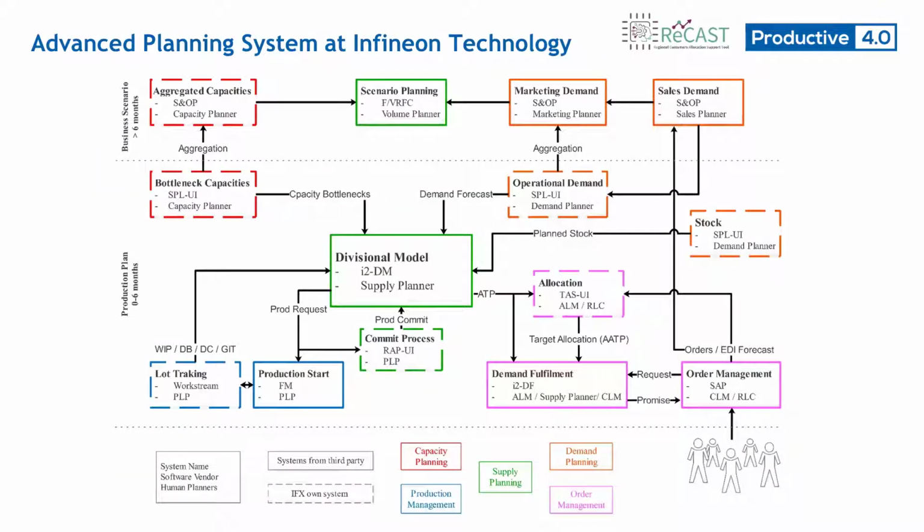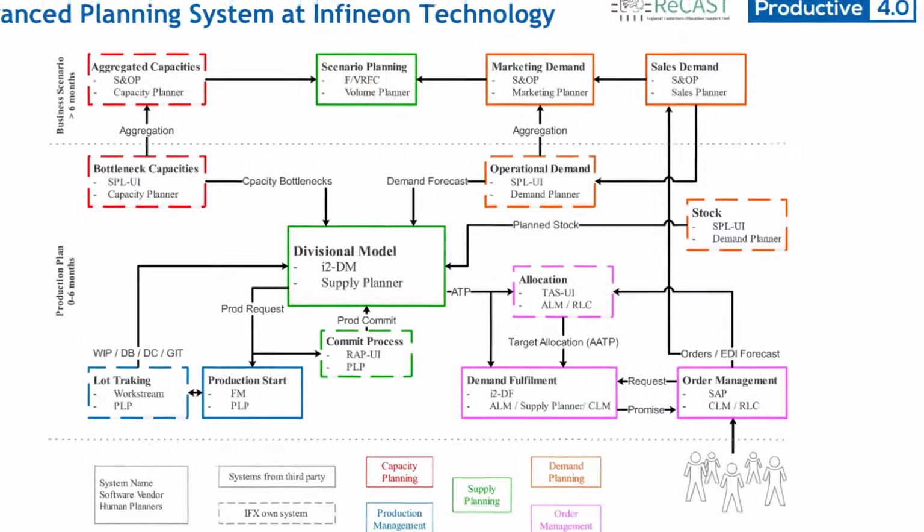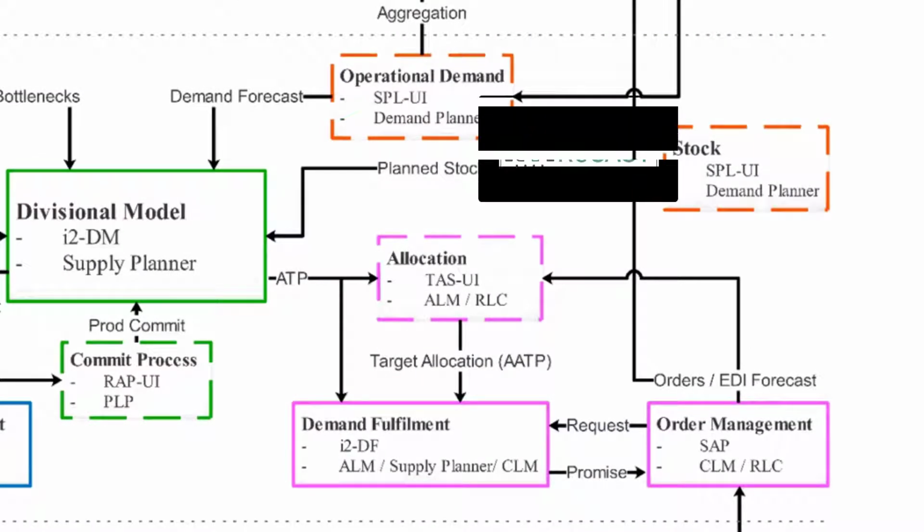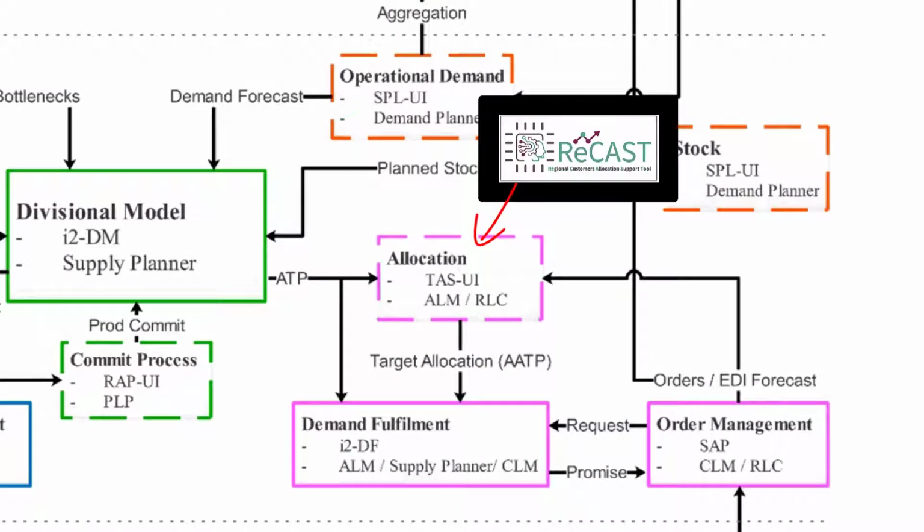Planning the supply chain of a global high-tech manufacturer needs a customer-specific planning system, namely Advanced Planning System, or APS, as shown in this figure. Recast's objective is to support the allocation planner with combinatorial optimization. Recast is deployed to the advanced planning system in order to improve the planner's decision making.